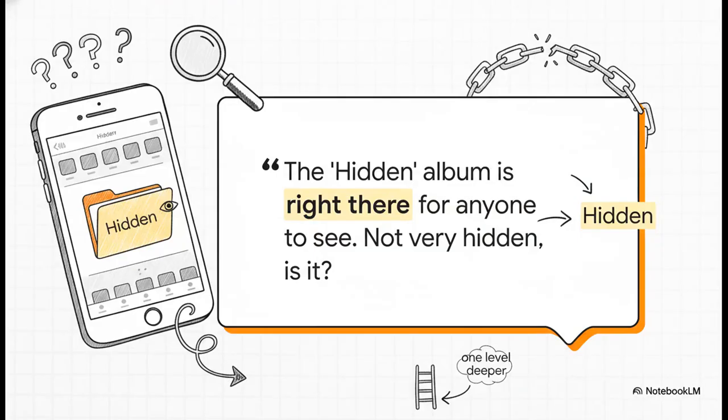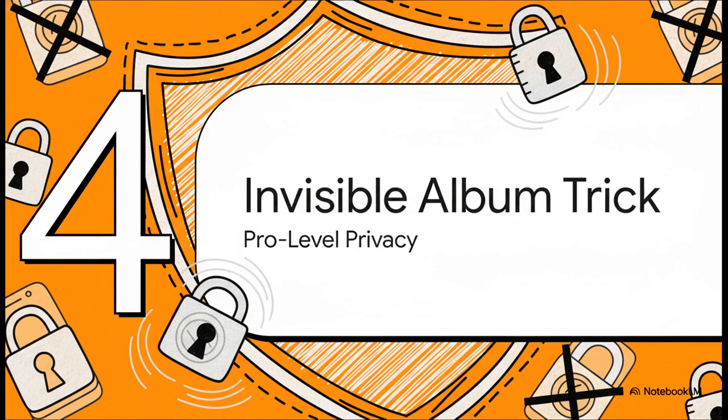But hang on a second. Here's the problem. The album is called Hidden, but it's not really very hidden, is it? It's just sitting right there for anyone to see if they scroll down. That's not exactly secure. So if we want to get serious about privacy, we have to go pro. This next part, this is what I call the invisible album trick. This is the real deal, the pro-level solution for total privacy. This is how you go from just hiding a photo to making an entire album completely disappear. This is the good stuff.